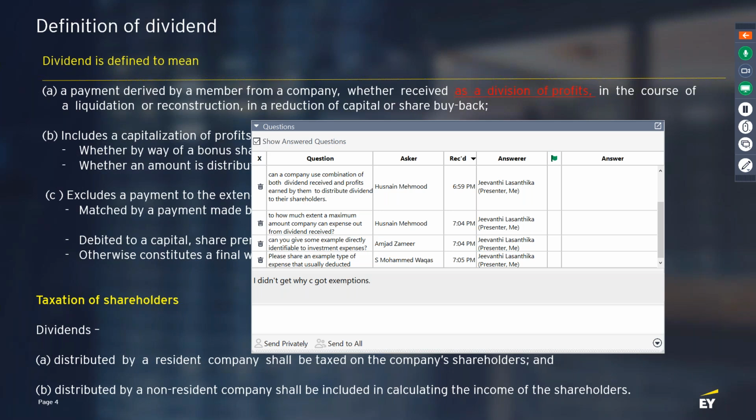Yes, there's another question, sir. Can you give some examples directly identifiable to investment expense? I would say it can be borrowing cost. Salary. The first thing, it can be borrowing cost. Yeah, as well as part of the salaries of those who are managing the funds, as an overhead cost. Those can be directly identifiable to the investment expense.